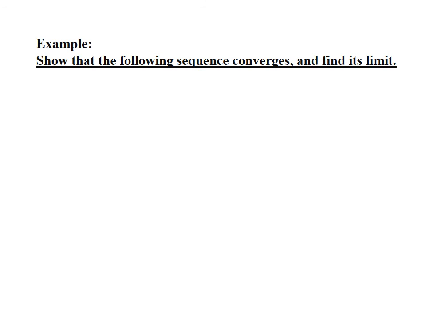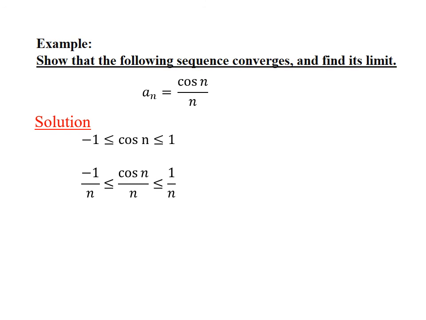The last example of our lesson is to show that the following sequence converges and find its limit. The sequence is a_n equal to cosine n over n. Cosine function is sandwiched between -1 and 1. If we divide each of them by n, we'll get this expression. And again, find the limit of all the three expressions.